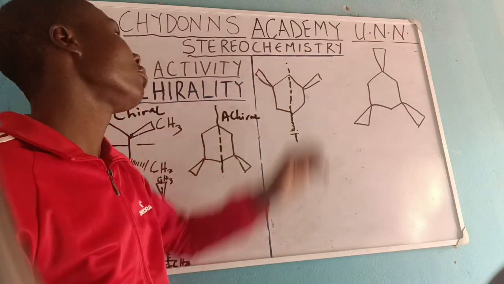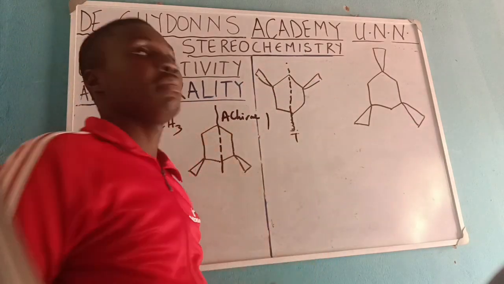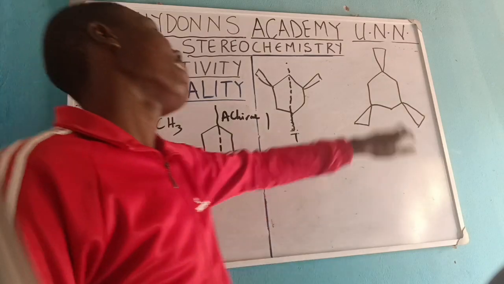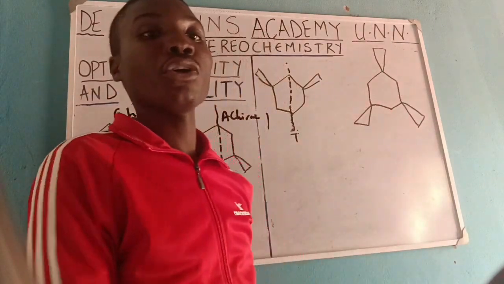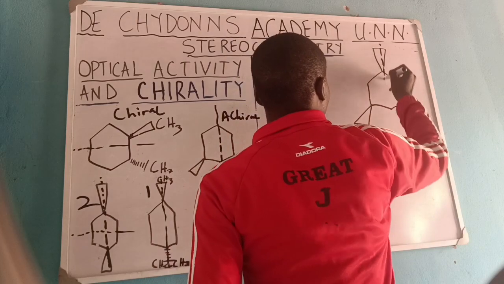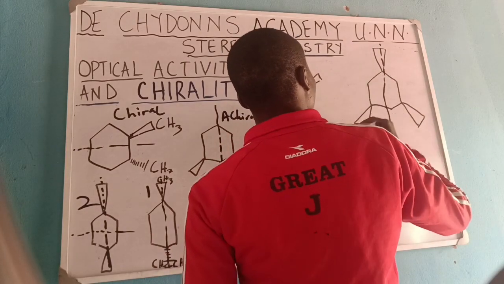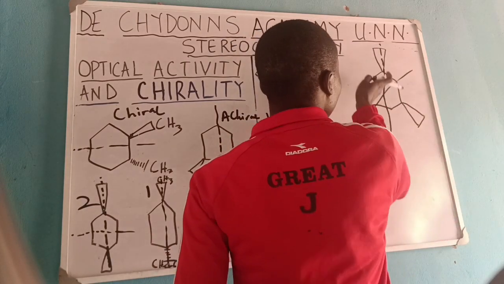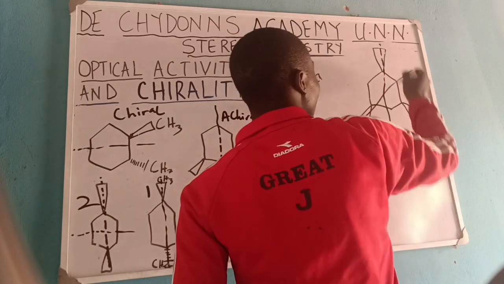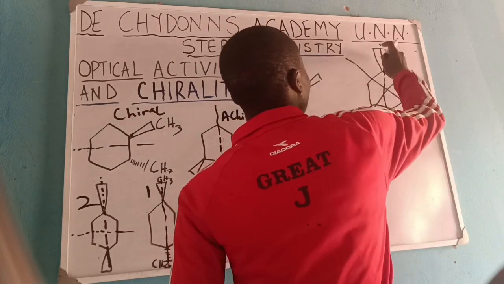So the implication is that you have just one plane of symmetry on this particular compound. How about this compound? All of them are coming forward, so you have a plane of symmetry that divides it into these two, you have a plane of symmetry that divides it into these two, and then you have a plane of symmetry that divides it into these two.